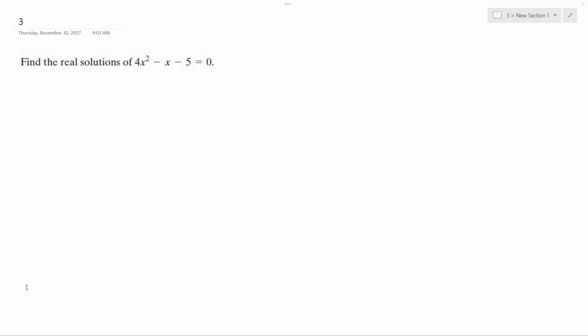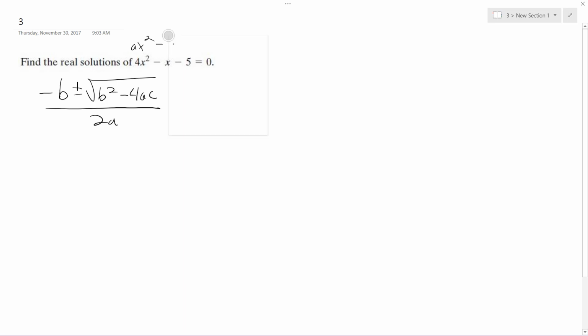So finding the real solutions here, we can factor or we can use the quadratic formula. So opposite of b plus or minus the square root of b squared minus 4ac all over 2a. So a, oops, x squared minus bx minus c. So b is just, well, it's negative 1 in this case.